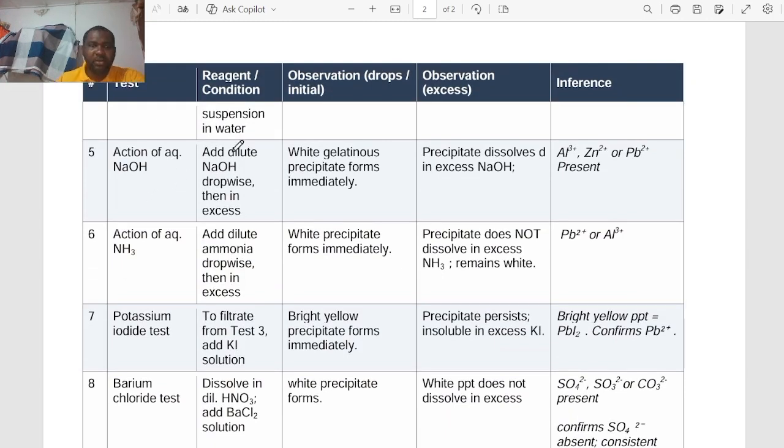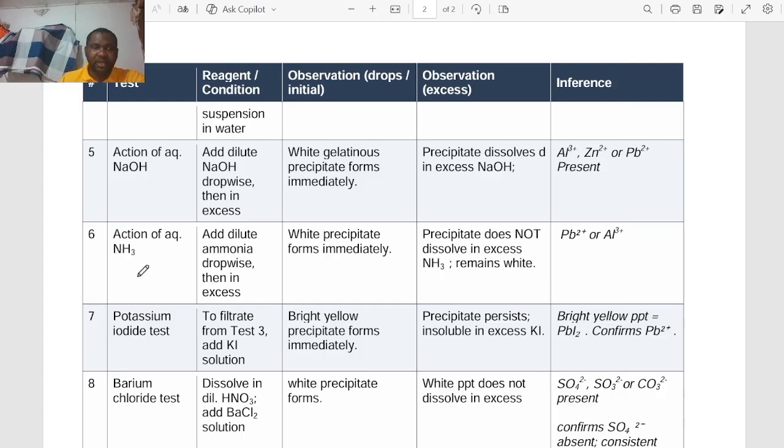Then if you add aqueous sodium hydroxide in drops and in excess, a white gelatinous precipitate will form immediately. And this white gelatinous precipitate confirms the presence of aluminium, zinc, and lead ions, right? Very important. And the precipitate dissolves in excess sodium hydroxide. Amazingly, the three of them dissolve in excess sodium hydroxide. So that's why I didn't bother doing this. That is very important. And I told you the reason, because the three of them are amphoteric.